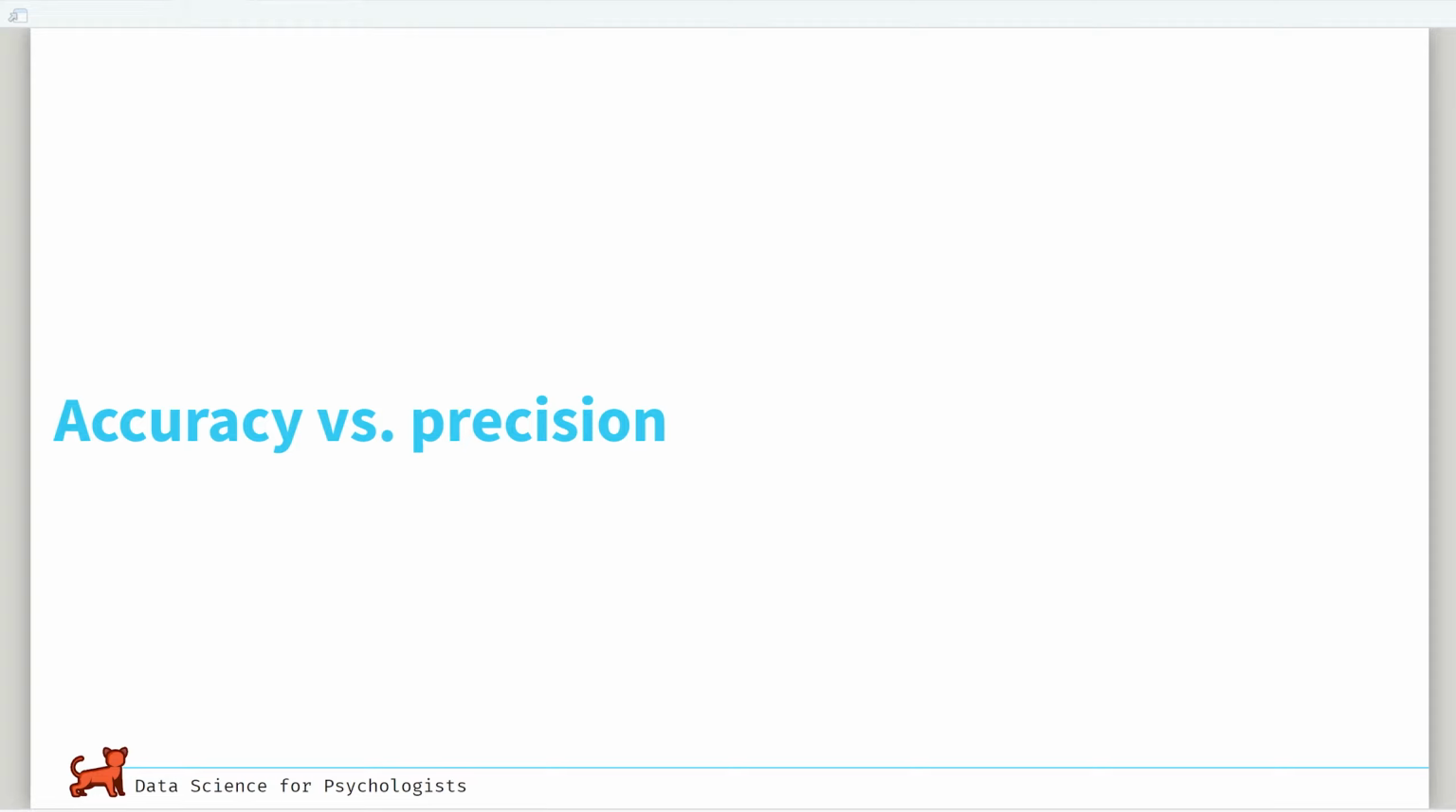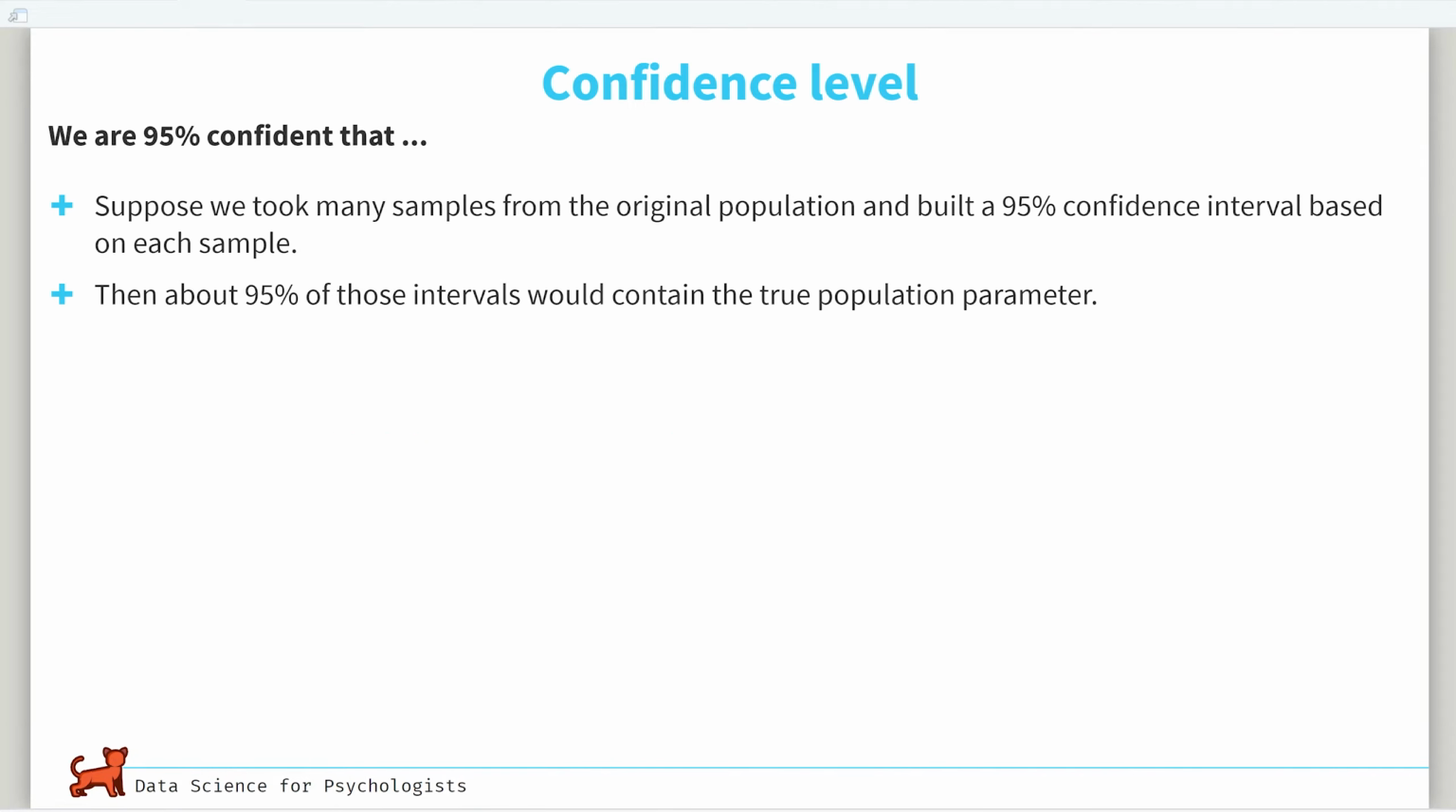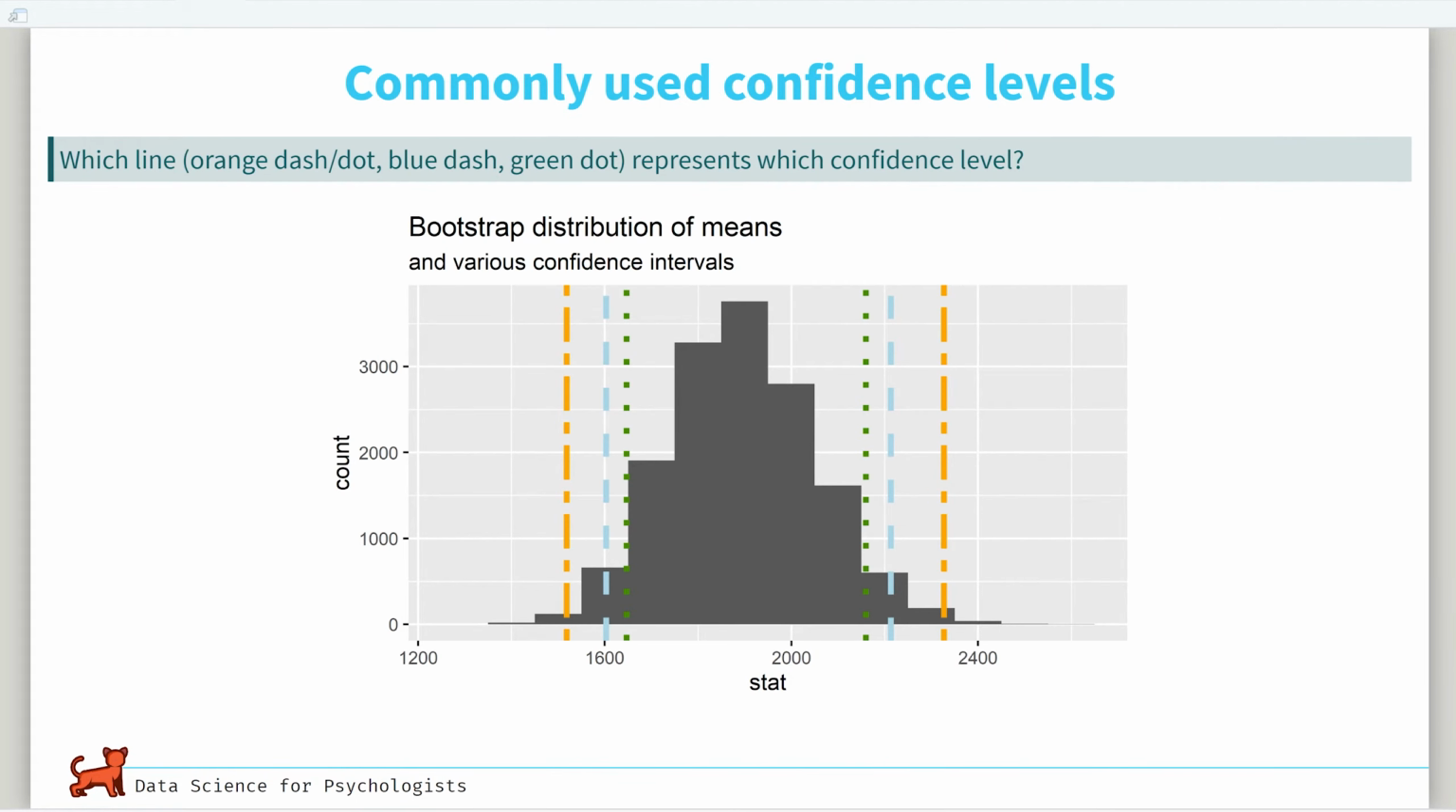But let's cover the last little piece here on accuracy versus precision. So confidence level. We are 95% confident that... So suppose we took many samples from our original population and built a 95% confidence interval based on each sample. Then about 95% of those intervals would contain the true population parameter. So which of these lines represents which confidence? I'll leave that as an exercise for you.